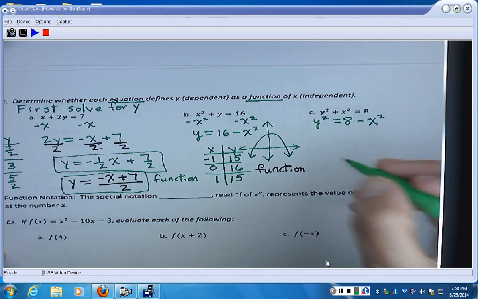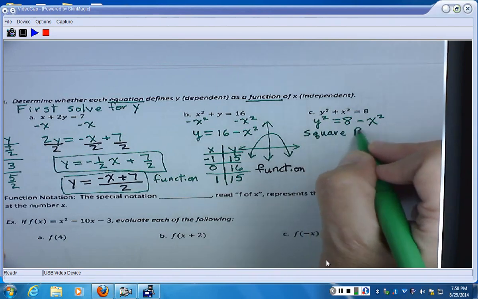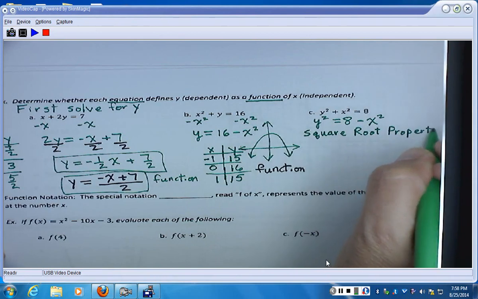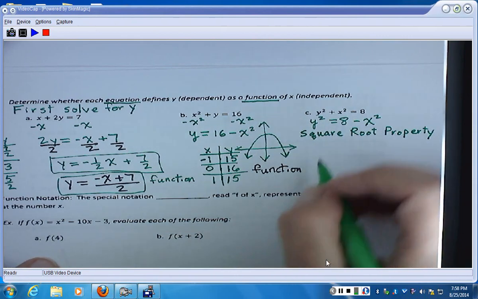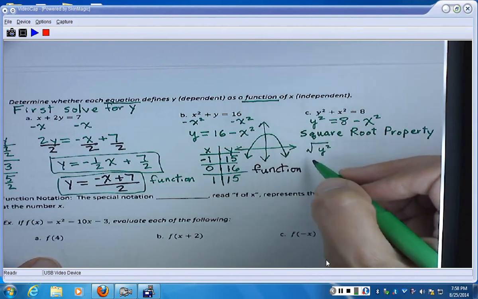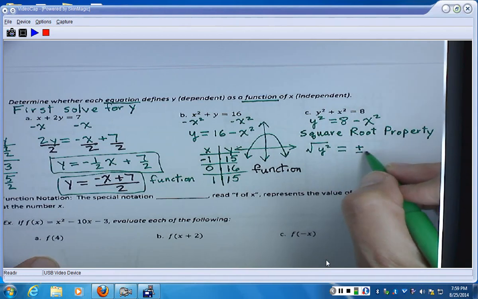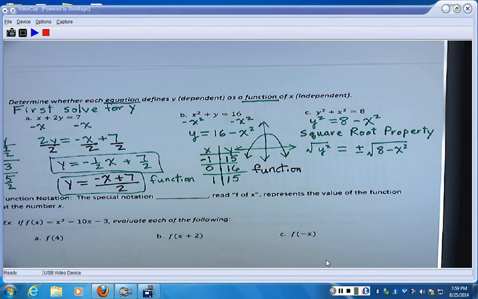Now you have to use the square root property. This was from algebra. The square root property says that you can take the square root of both sides. But when you do that, you have to put a plus or minus in front of one side. So you take the square root of y squared, and it's plus or minus the square root of 8 minus x squared. You have a plus or minus here.